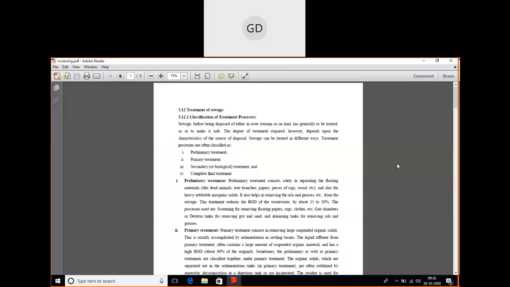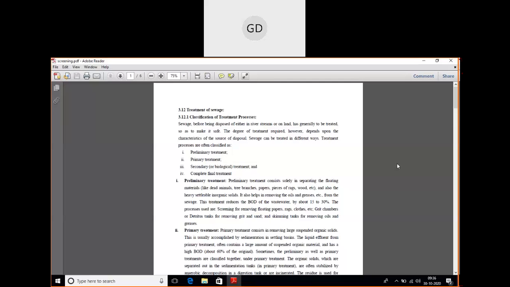Sometimes you can also say that both the preliminary and primary treatments together come under primary treatment, because their working is somewhat similar: they both separate the floating materials, or the large suspended organic solids. So both these treatments come under your primary treatment.